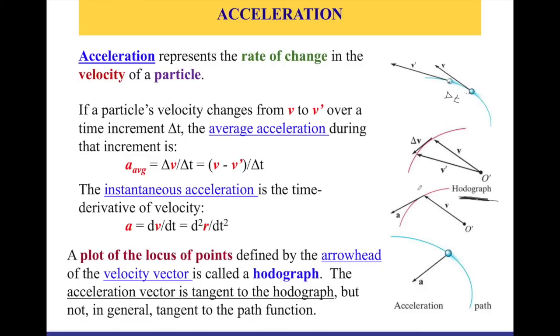Keep in mind, again, the acceleration vector is tangent to the hodograph, but in general not tangent to the path function. There is a special case with a circle. If we are studying the movement of a particle on a circle, your acceleration will always be toward the center. But this is not the general case. In general, the acceleration is not toward the center, and its direction can be identified only using the hodograph, which I explained before.